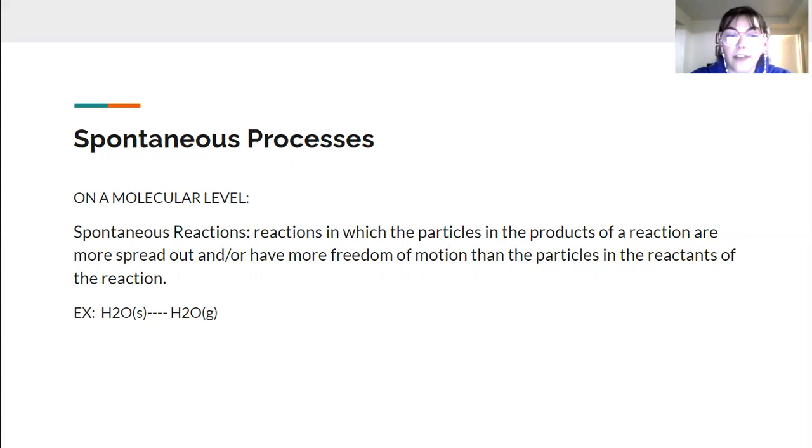If you were to have a reaction in which you went from a gas to a solid, that would mean that it was not a spontaneous reaction because you're going from something that has a lot of freedom of motion to something that does not have very much freedom of motion.